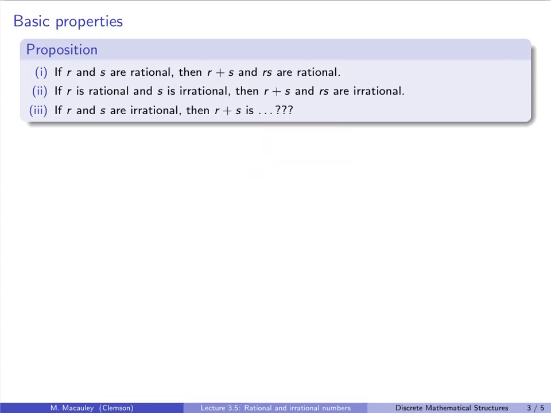The third one is, if r and s are irrational, then, I'm not going to tell you the answer for this one, I'll let you think about it. R plus s, is it necessarily irrational? It could be irrational. Does it have to be? What can we say? Okay, let's prove these.